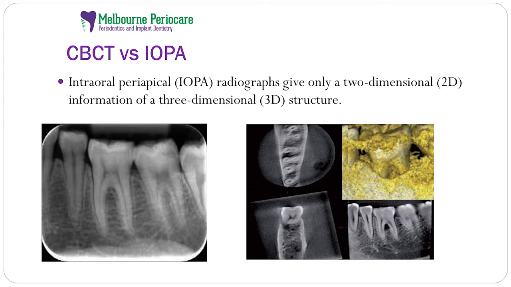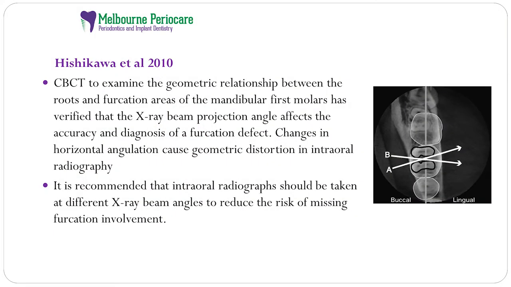And the good thing about CBCT is that because we have axial slices, sagittal slices, and coronal slices, the chance that we are going to miss a furcation defect is actually very, very little. In 2010, another study looked at CBCT to examine the geometric relationship between the roots and furcation areas of the mandibular first molars, and it verified that the X-ray beam projection angle affects the accuracy and diagnosis of furcation defect. So changes in the horizontal angulation cause geometric distortion in intraoral radiography, and that's why sometimes it cannot be picked up in the traditional radiographic measures. So it's recommended that if you're taking traditional intraoral radiographs, we should take them at different X-ray beam angles to reduce the risk of missing furcation involvement.